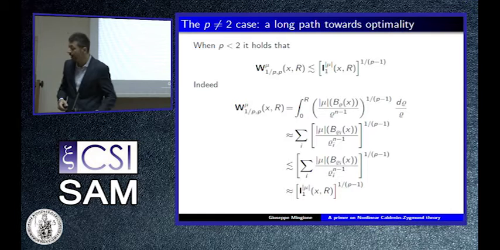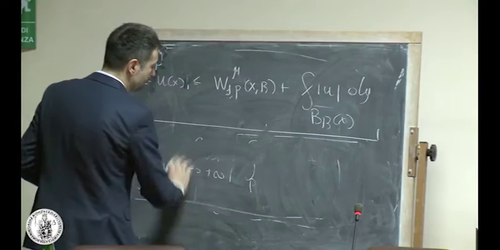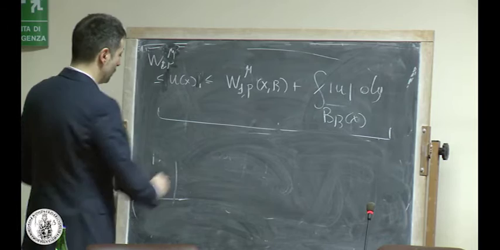So we get two estimates up to now. This was the status, but then there's no reason why, if something pops up for p less than 2, it should not pop up for the case p larger than 2. So at this stage we have two estimates.